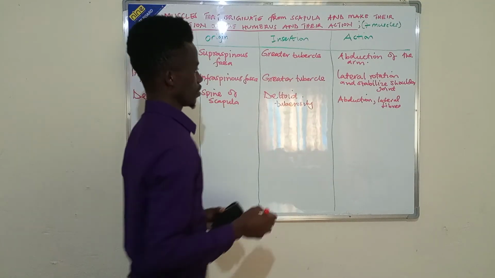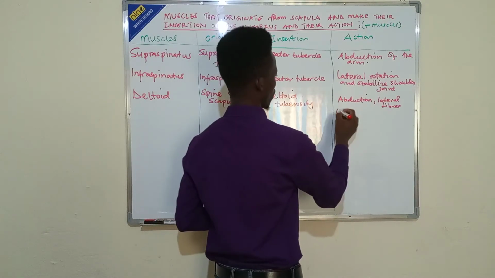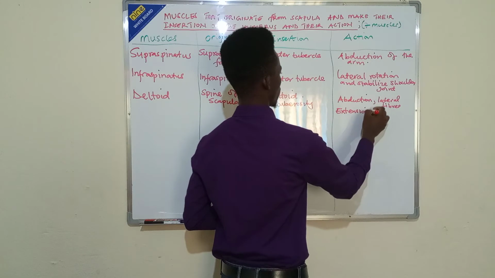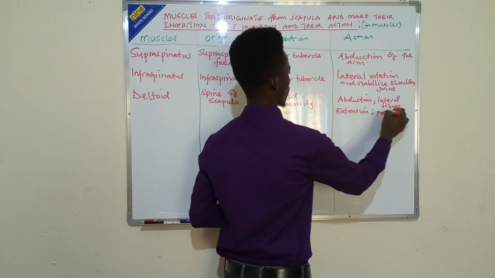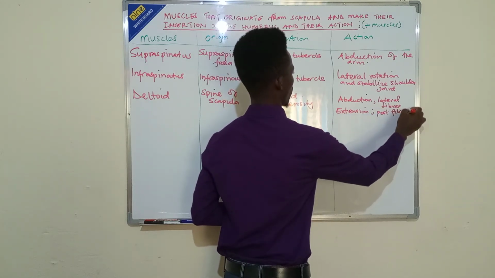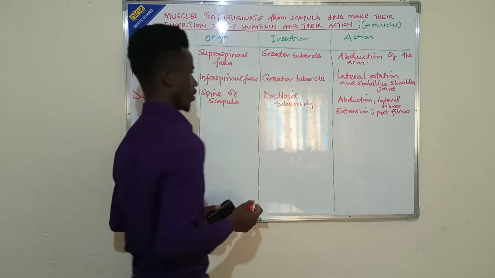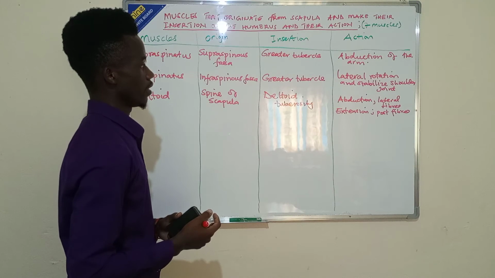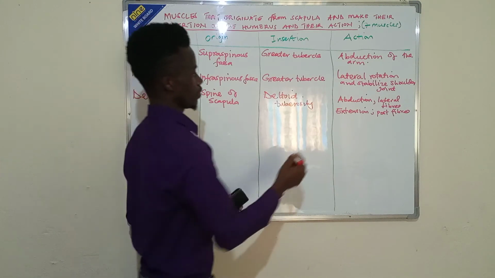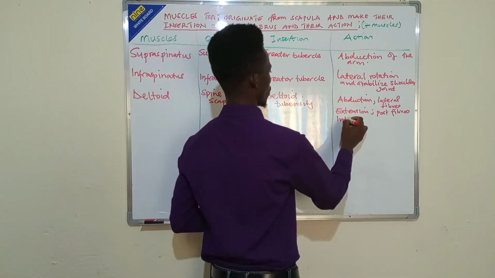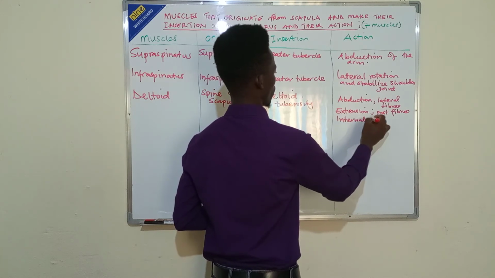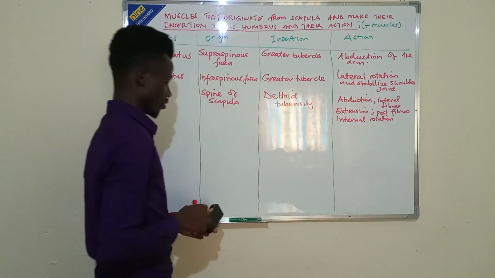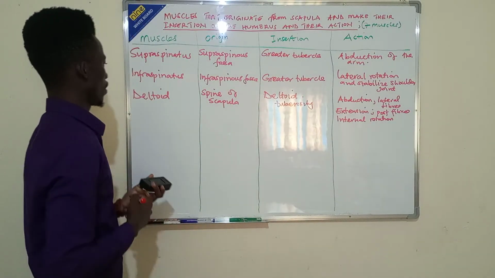This muscle too can help in extension of the arm, and that is by the posterior fibers. It can also help in internal rotation of the arm. If you don't say internal rotation, you can call it medial rotation, depending on which fibers are contracting.